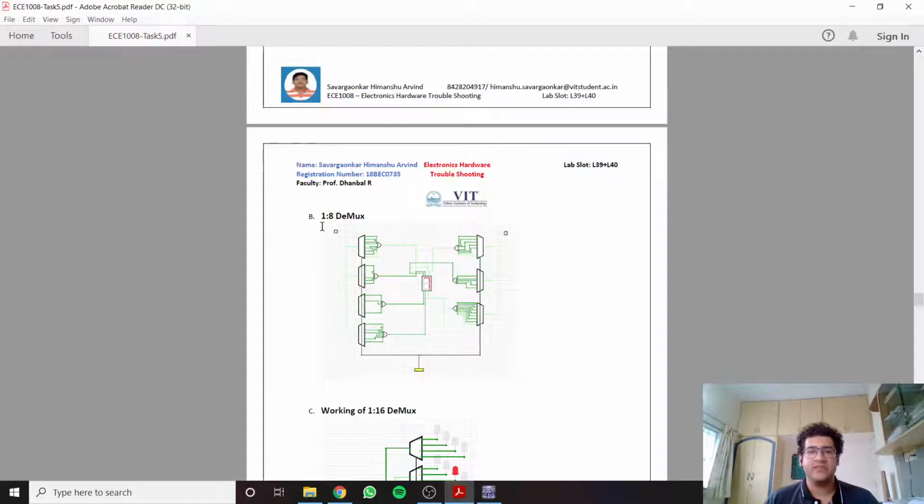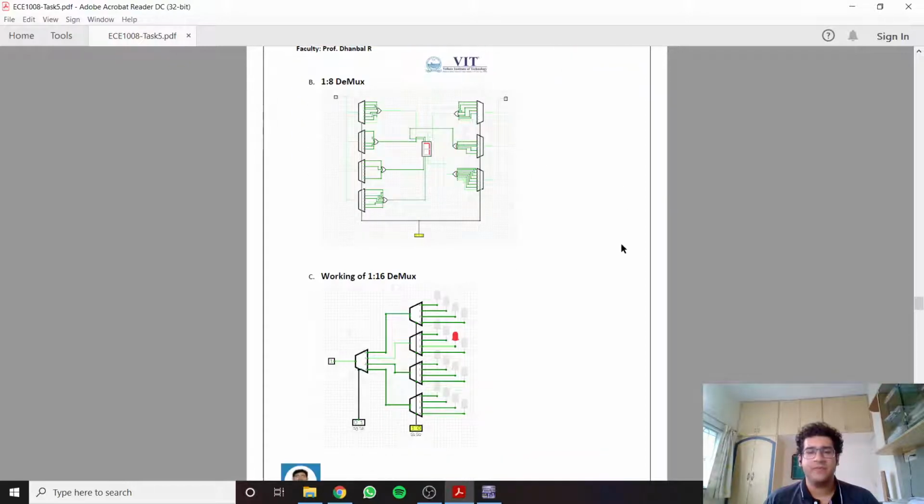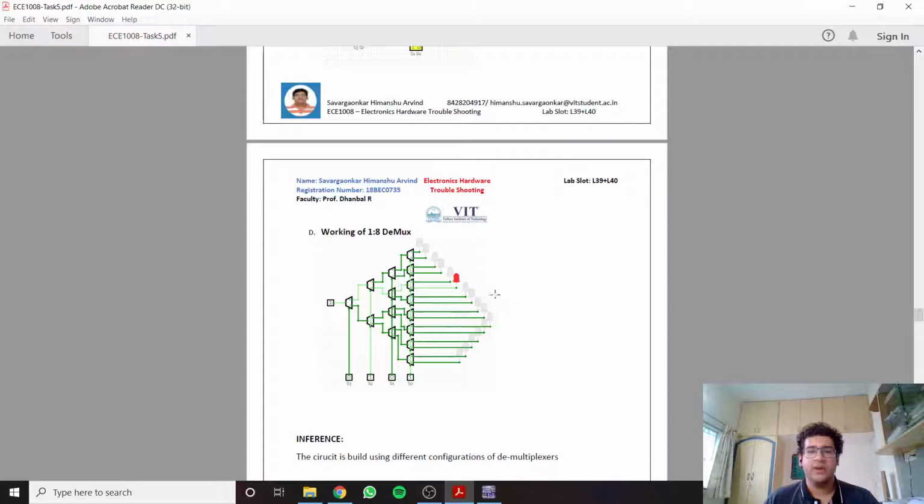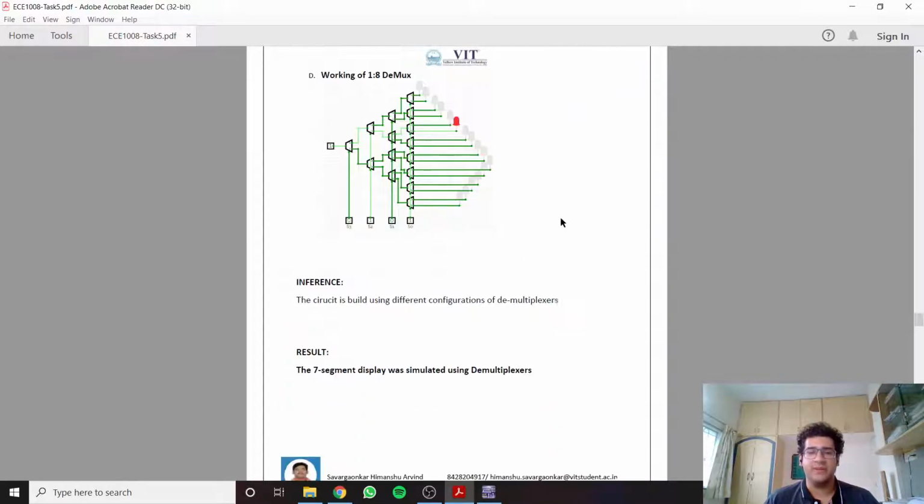The next is the 1:8 demultiplexer, again used to operate a single 7 segment display. This is the internal connections and wiring of a 1:16 demux or demultiplexer, while this is the internal connection of a 1:8 demultiplexer.